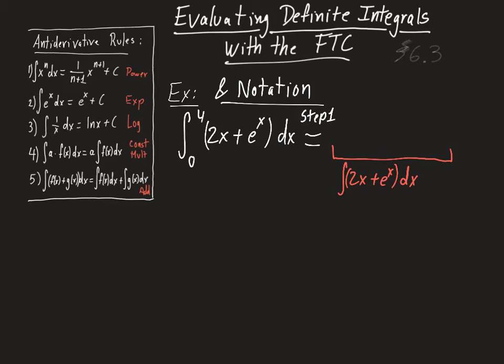And you'll see that first off, using the power rule, the integral of 2x is going to be equal to x squared. And using the exponential rule, we see that the integral of e to the x is just e to the x.